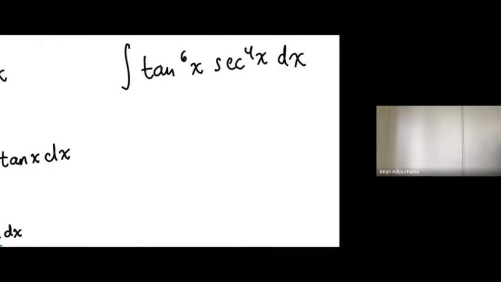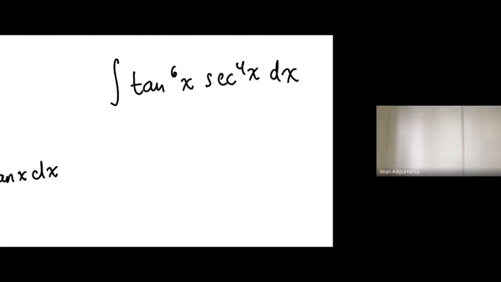Okay. So if you have this, the idea is still the same. So you need to keep the big part here even. So you need to separate secant squared. Now secant squared, not the secant tangent. Okay. So let me write for you.